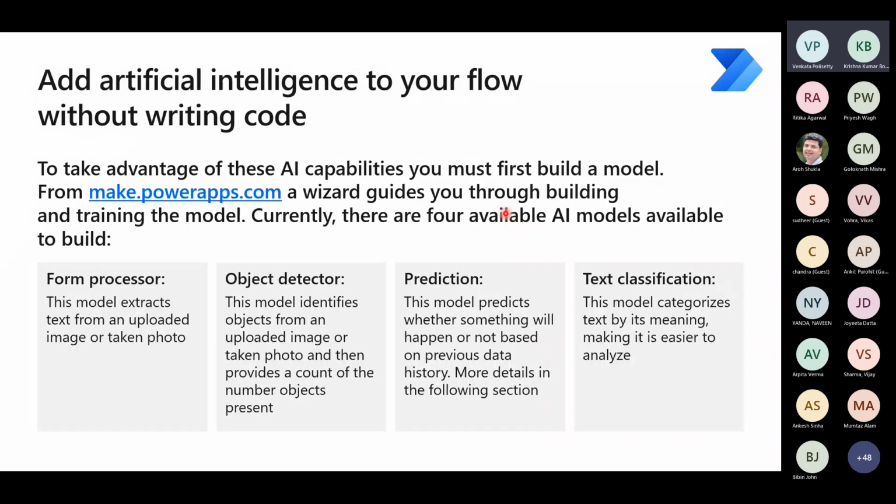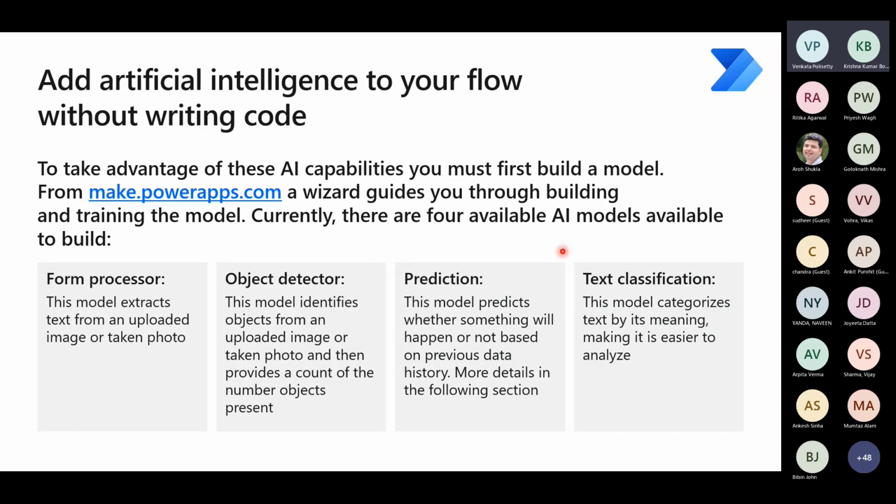There are various models present. One is the form processor. I'm not going to explain it in detail: if you have a form, you just take a photo and upload it. In the same way, for the object detector, if you see an image, I have a model that is already available. If you take an image with 10 apples, our model will automatically identify the apples and give the count of the apples present, which automatically decreases the time.